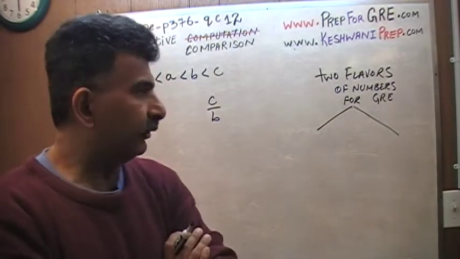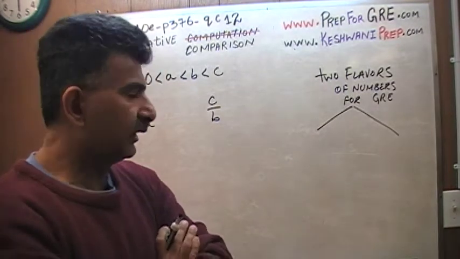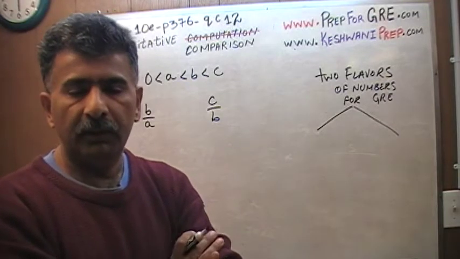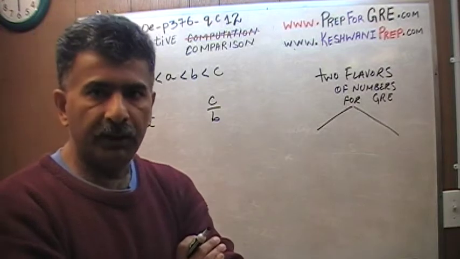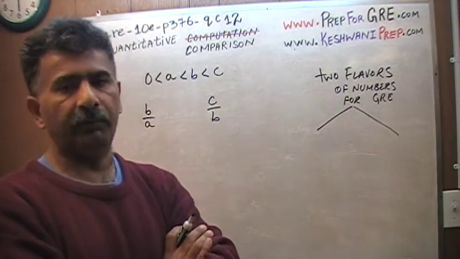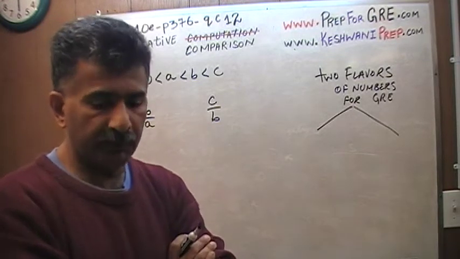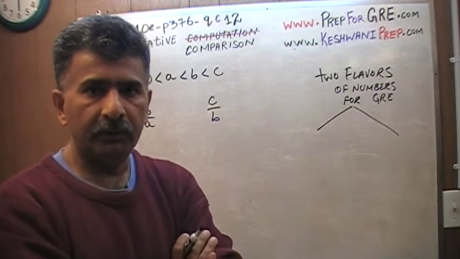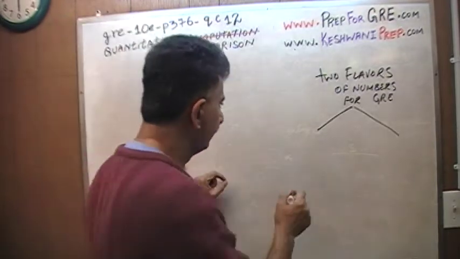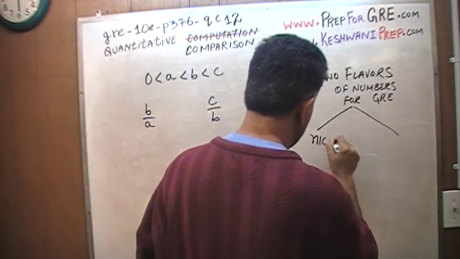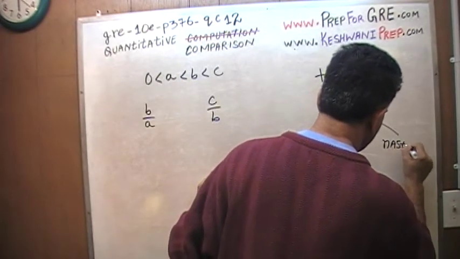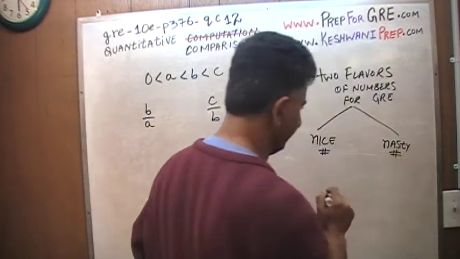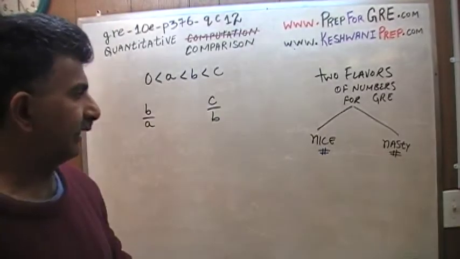Two flavors of numbers for GRE. Just like there are even numbers, odd numbers, I already made the list of it. I just enumerated them. Similarly, for the GRE, the numbers come in two flavors. Stay with me, okay? Pay attention, because it's going to get quite complicated quite fast. Here we go. They come in two flavors. Nice numbers and nasty numbers. Yes, I know, I warned you. Nice numbers and nasty numbers.